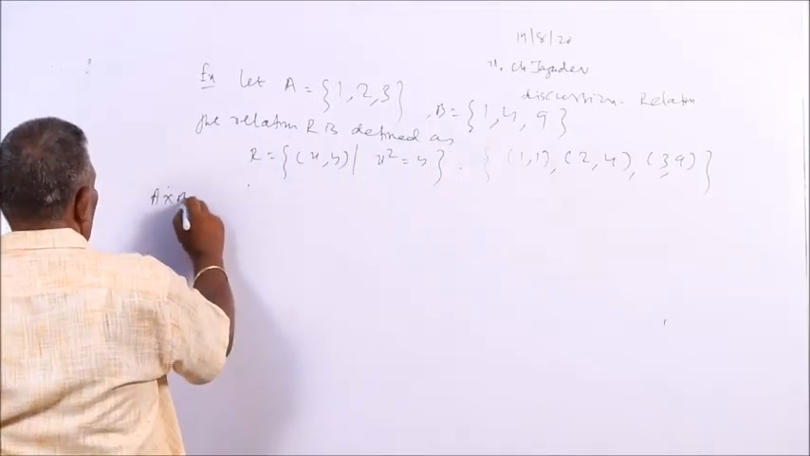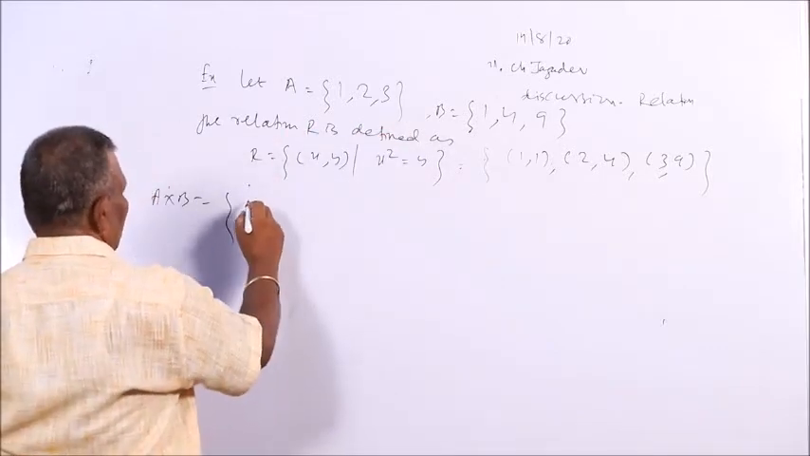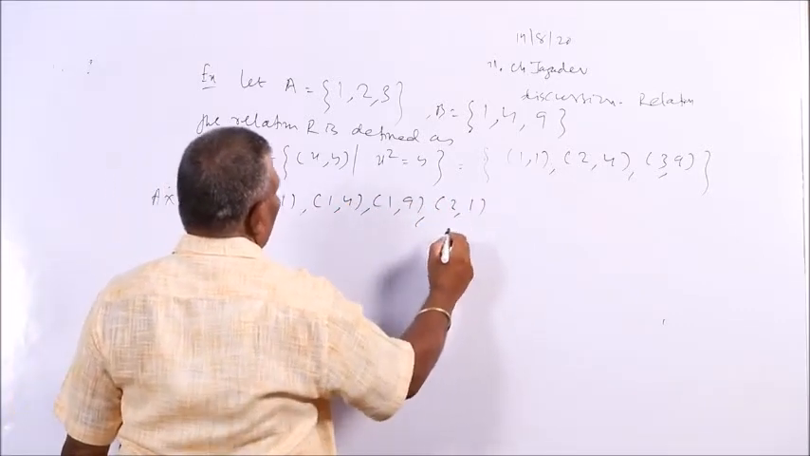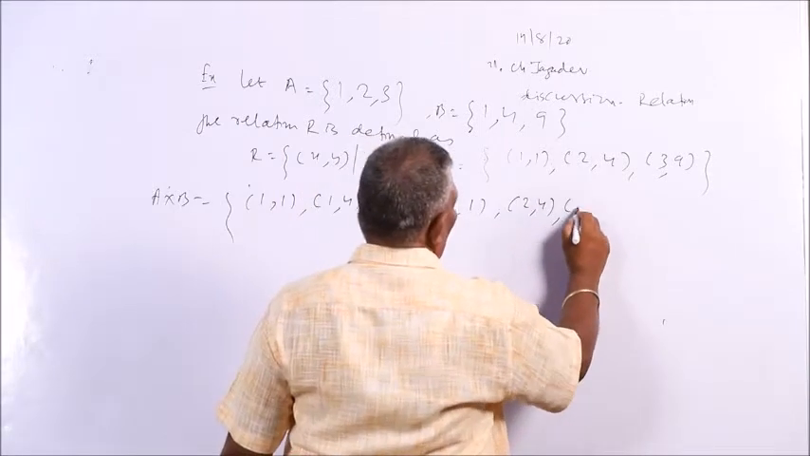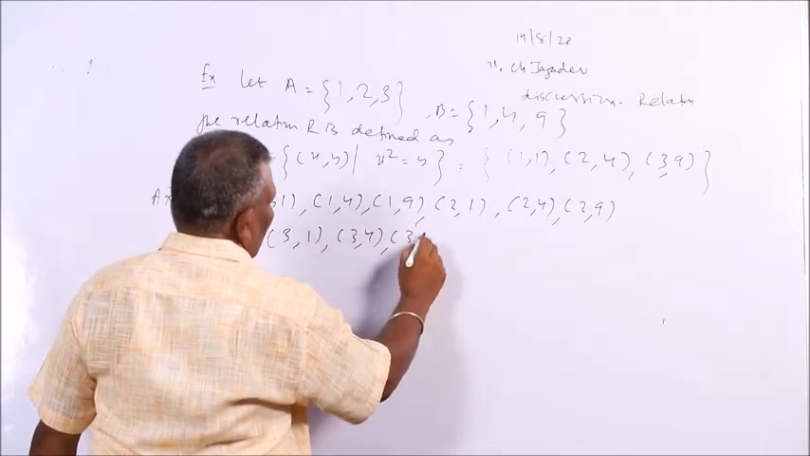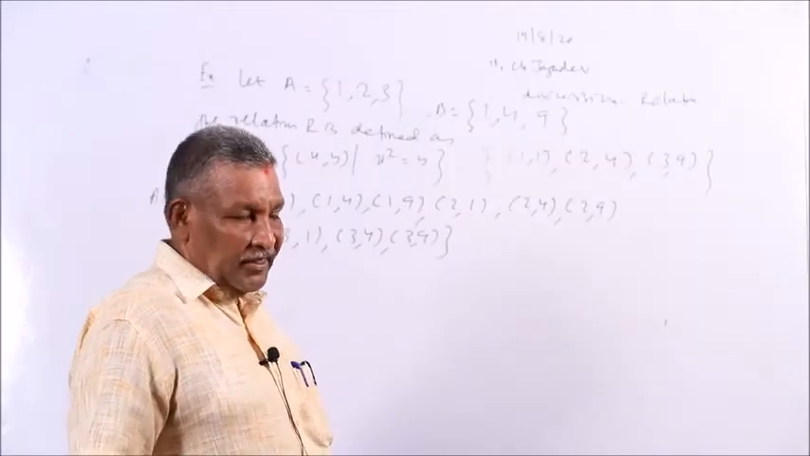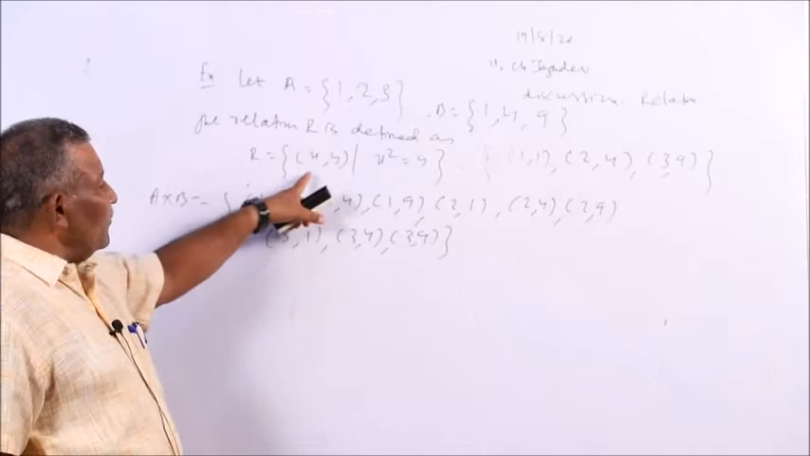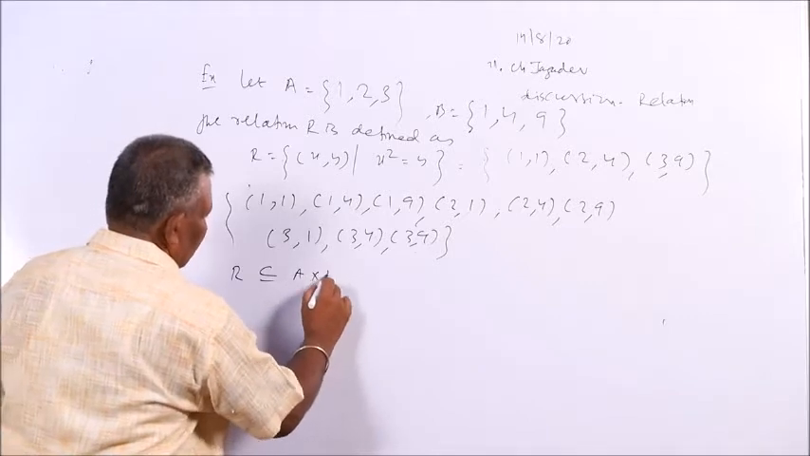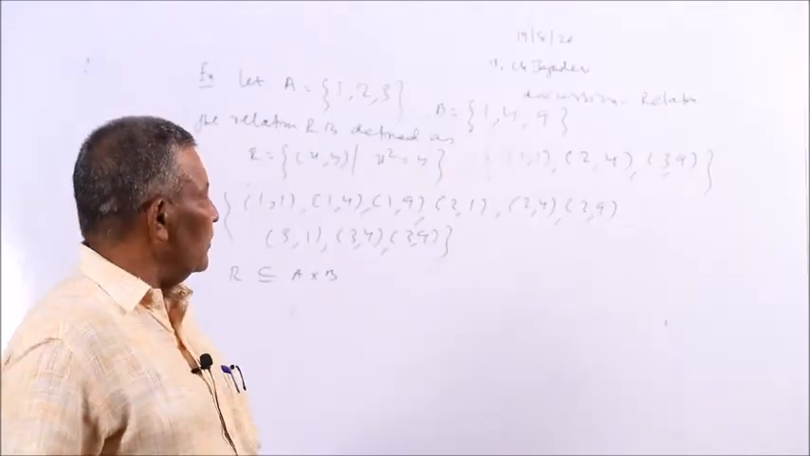Here A cross B, that is all possible ordered pairs taking into consideration elements of A and B: (1,1), (1,4), (1,9), (2,1), (2,4), (2,9), (3,1), (3,4), (3,9). You are all acquainted with the meaning of subsets. Here all the elements of R are present in the set A cross B. Therefore, R is a subset of A cross B. So, a relation R from A to B is always a subset of their Cartesian product.